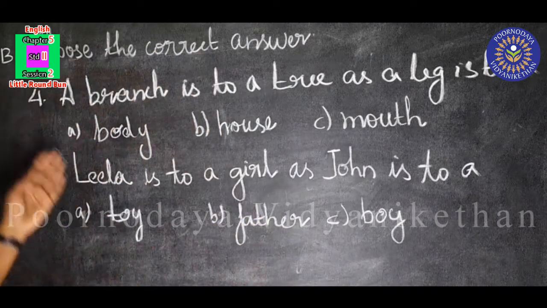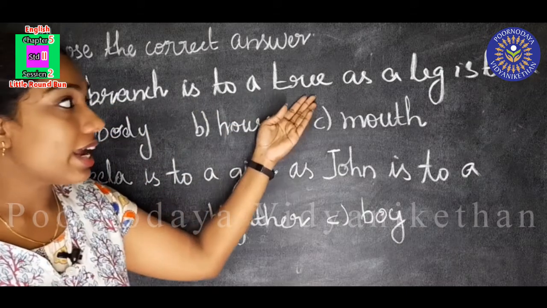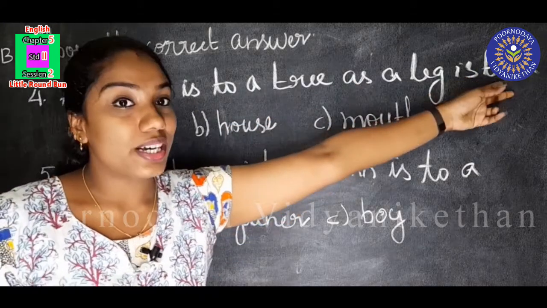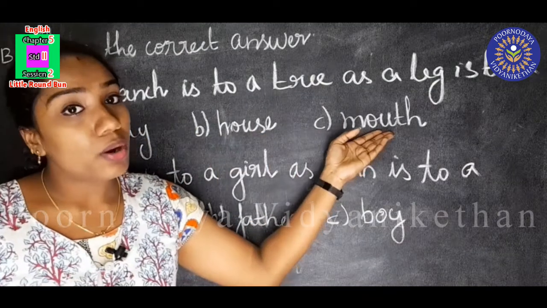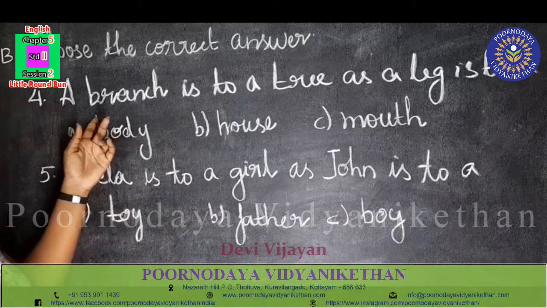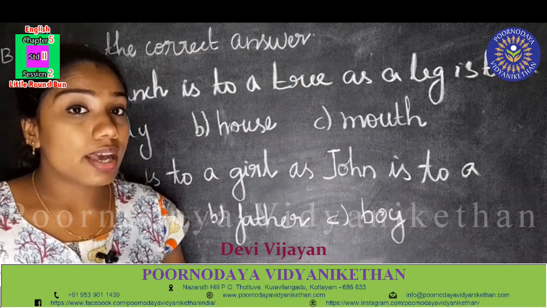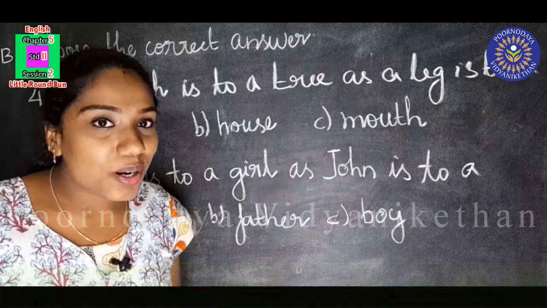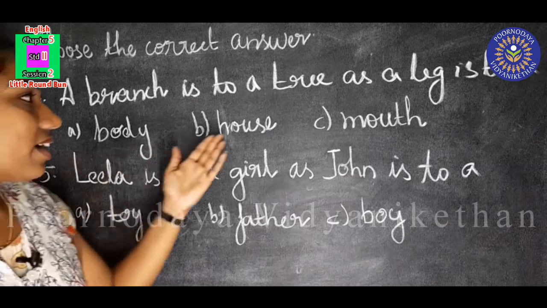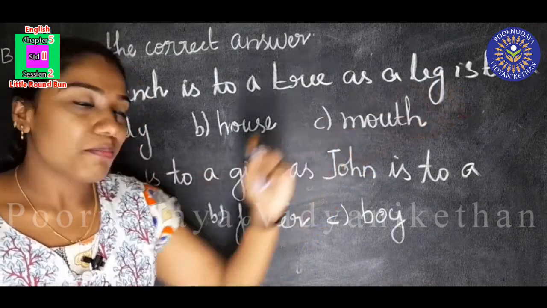Now the fourth one. A branch is to a tree as a leg is to a body, house or mouth. A branch is to a tree. We all know that trees have branches. As a leg is to our body or house or mouth. A leg is to a body.